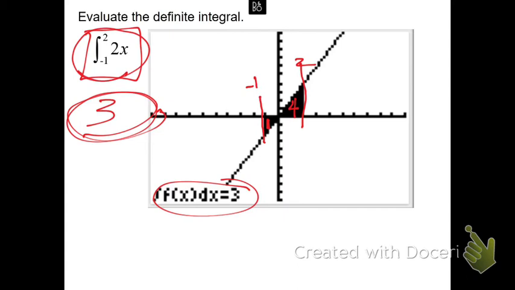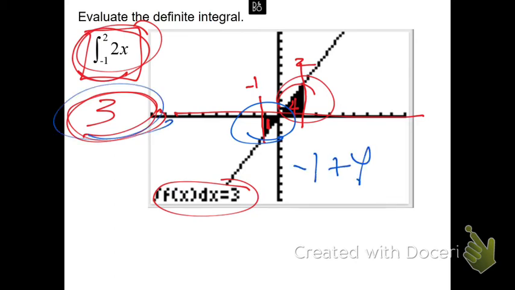Okay, it is the area under the curve, or the area between the curve. We call it a curve even though this one's a line. It is the area from the curve to the x-axis. And if the area is above the x-axis, then the integral assigns it a positive value. If the area is below the x-axis, the integral assigns it a negative value. So this is -1 plus 4, and that's why the answer is 3.